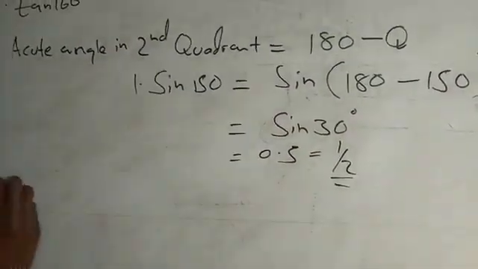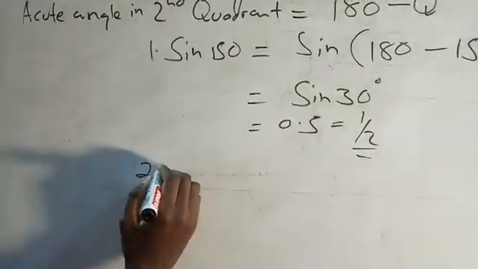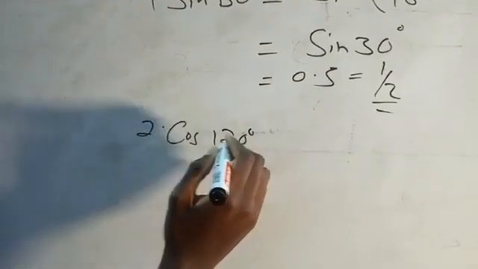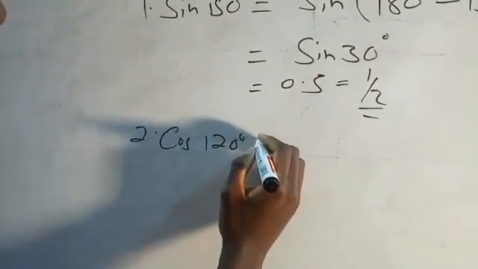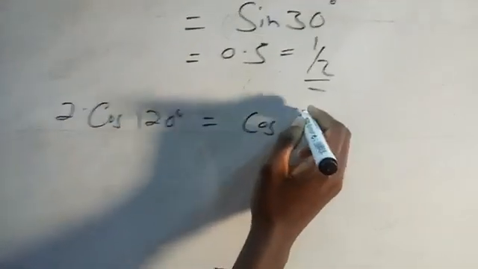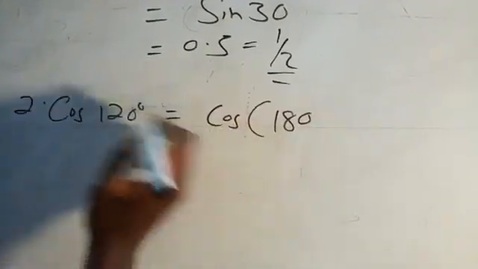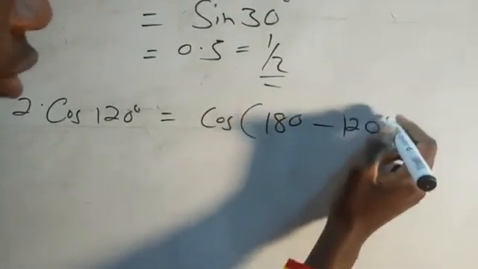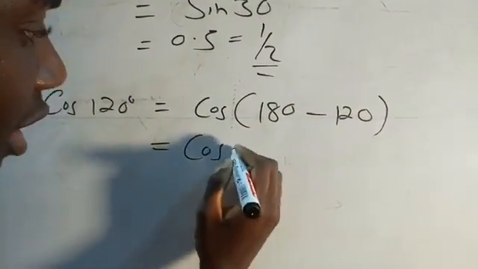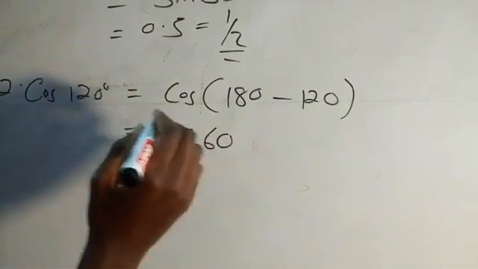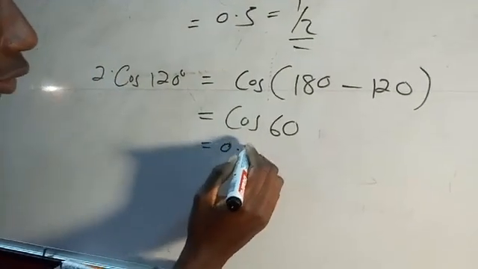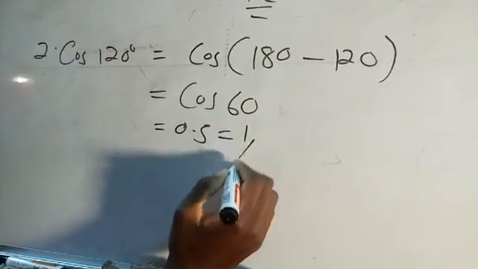Let's go to number 2, cos 120 degrees, which equals cos of (180 minus 120) degrees, becoming cos 60, and cos 60 is the same as 0.5, equal to a half.